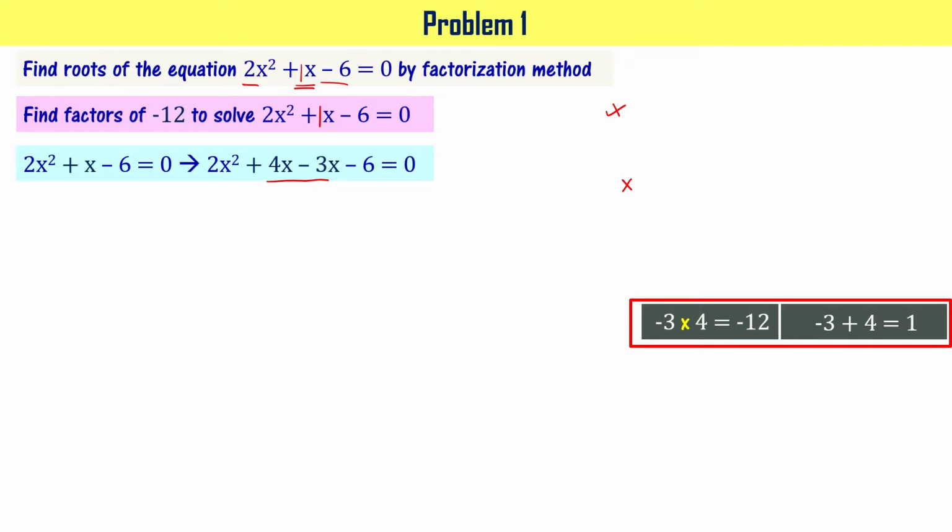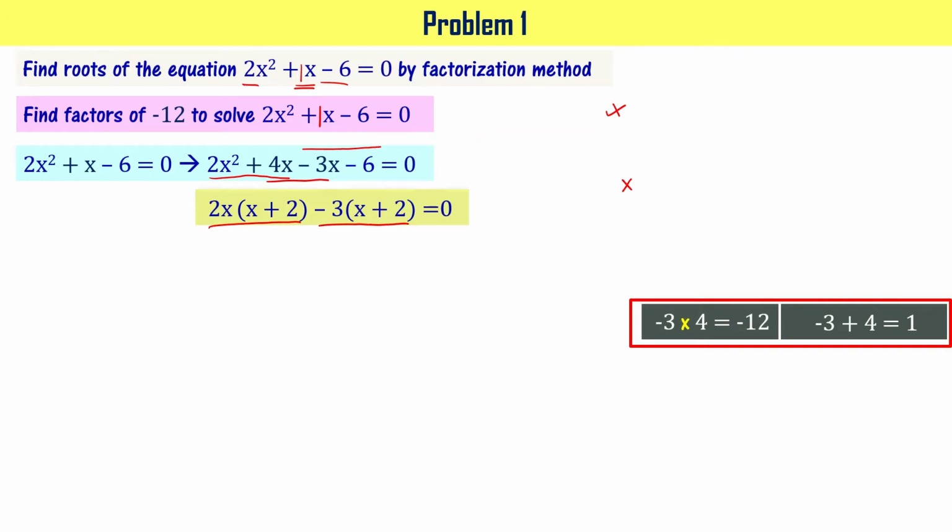Now, from this equation, I'll consider first two terms and take 2x as the common factor. And for last two terms, I can take -3 as the common factor, right? When I take 2x as the common factor from first two terms, I'll get 2x times (x + 2) as the first term. And when I take -3 as the common factor from last two terms, I'll get -3 times (x + 2) as the second term.